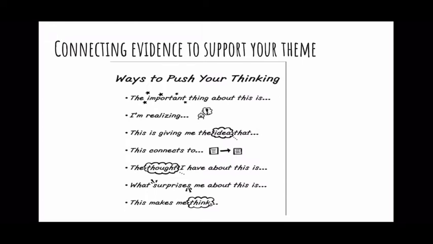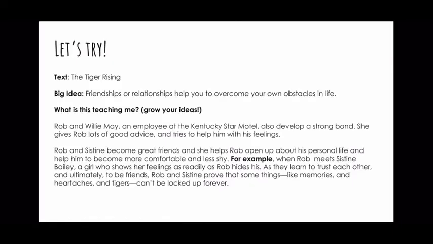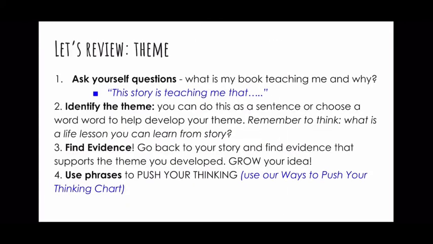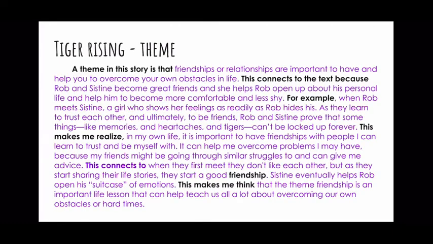So I want to show you now how I took my big idea, my theme, life lesson, friendships can help you overcome obstacles in your life. Or if I changed the wording around, I could have said that friends are important to help you get through hard times. It's all the same idea. But I want to show you how I took this big idea and connected it to text evidence. So this is the process I was thinking about before I came up with my response, which is right here. So let's see the process before I got to this point.